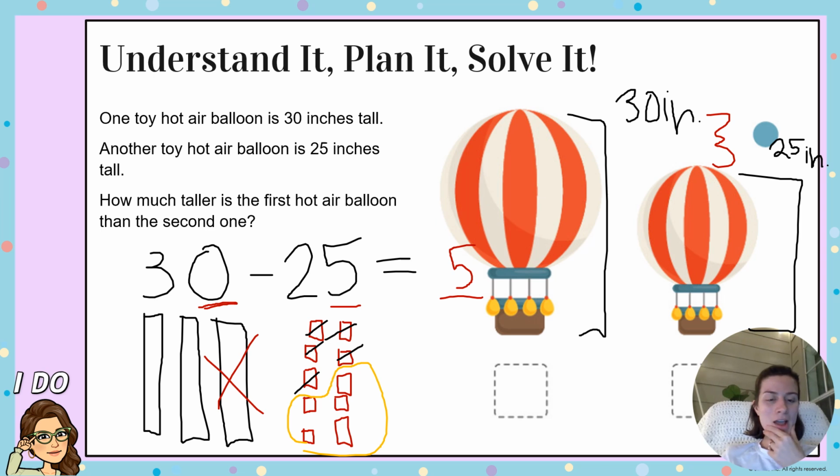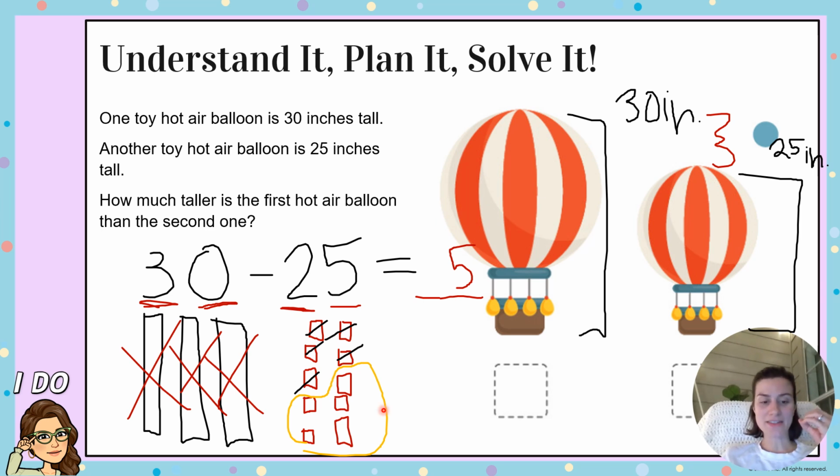And now let's look at our tens place. I have 2 tens for the number 25, 3 tens for the number 30. They're asking me to take away 2 tens from 3 tens. Let's go back to our tens rods. I have to take away 2 tens. Ready? 1 ten, 2 tens. So I have 0 tens now.